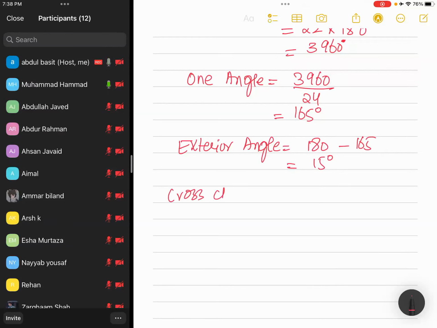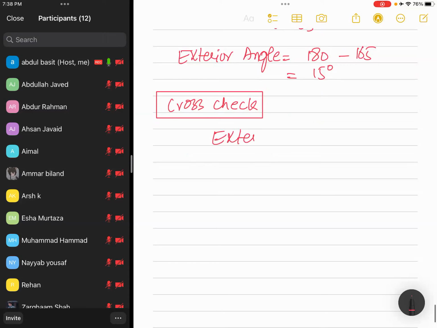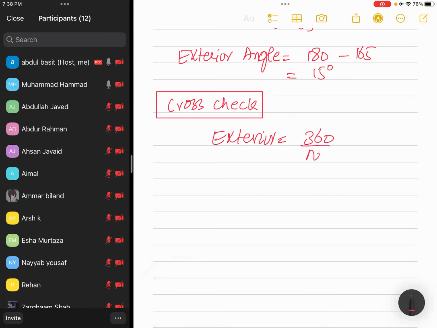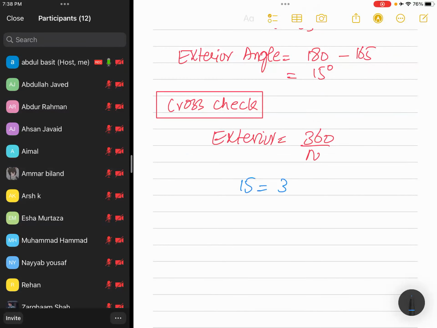Beta, I said a formula a few minutes ago that exterior angle equals 360 divided by n, right? Where n is the number of sides. According to the previous concept, we got that exterior angle is 15. Yes or no? Let's check what is the value of n. If it is 15, it will cross-check our concept as well. So the answer is 24 or not? Yes, sir. So that's how you can easily use this. Is this clear?